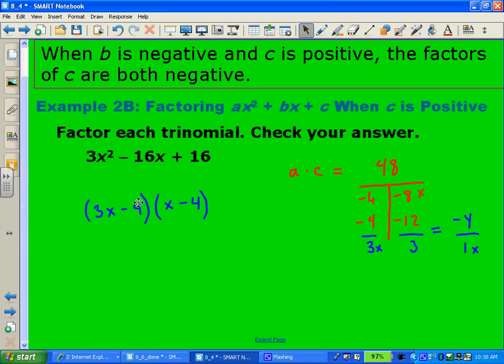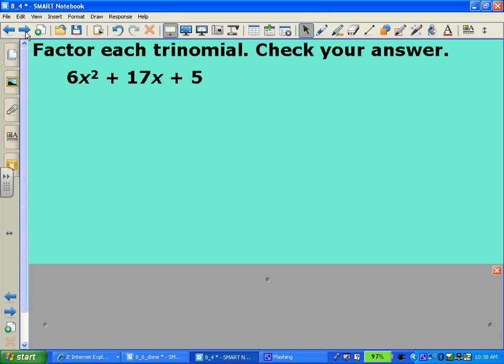Again, I can check it real quick. 3x times x, 3x squared, minus 4x minus 12x, that's going to be minus 16x, plus 16. There's another one here. A times c, 6 times 5 is 30.